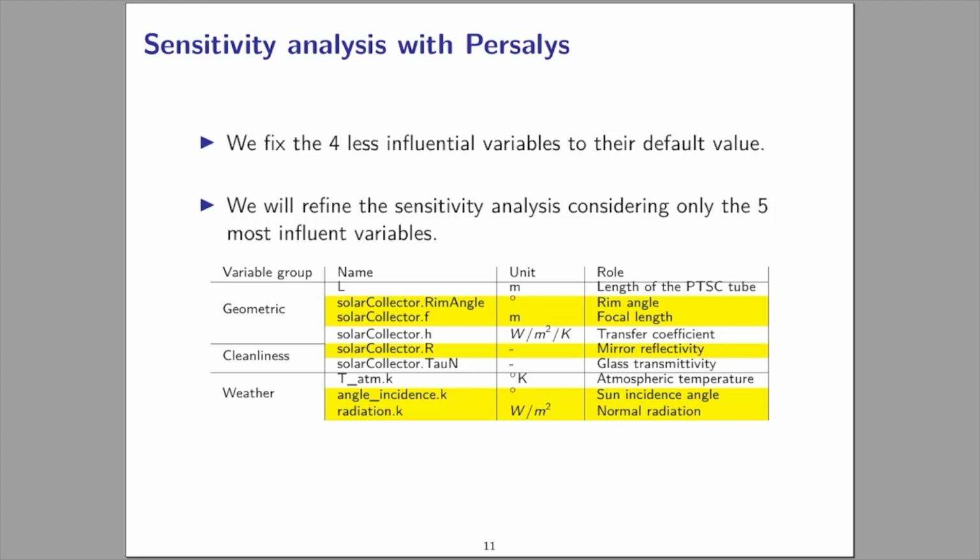To continue, we are going to fix the 4 less influential variables to their default value. Their default value is defined in the FMU, so we do not have anything to do, just fix their value. And we are going to refine the sensitivity analysis considering only the 5 most influential variables, which are highlighted in yellow and we have mentioned before. We will refine the sensitivity analysis using Sobol indices.